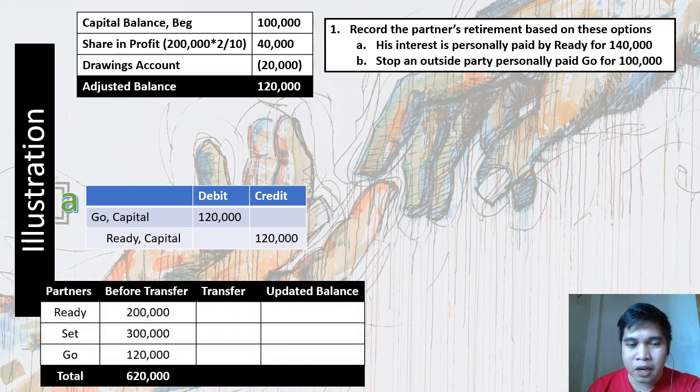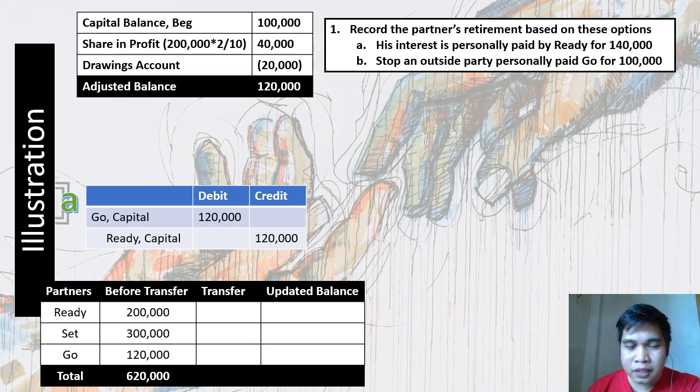So before the transfer, ang capital balances natin kay Reddy 200,000, kay Seth 300,000, kay Go 120,000. Ang total natin 620,000. So please take note na hindi muna natin nilagay yung sharing profit ni Reddy tsaka ni Seth kanina kasi hindi pa naman natin kinoclose yung libro. So basically after the end of the year, magkakaroon lang tayo ng two distribution. First distribution yung net income na nangyari ng January to September, then another distribution naman, yung net income na na-generate from October to December. So, since hindi naman natin kinlose yung book, okay lang na 200,000 muna and 300,000 yung ilalagay natin sa partners ni Reddy tsaka ni Seth.